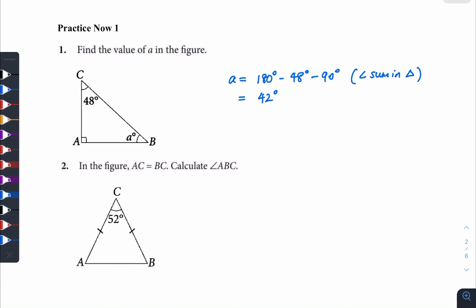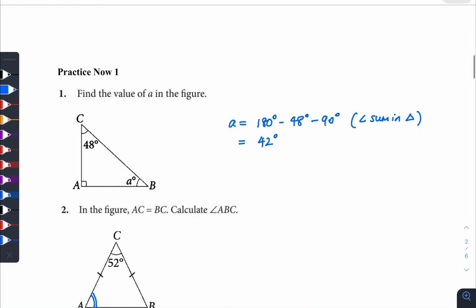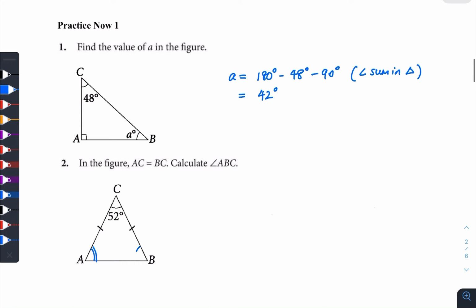Okay, so in the figure below for question 2, AC is equal to BC. So calculate ABC. Because AC is equal to BC, the triangle ABC now becomes an isosceles triangle. So when we have an isosceles triangle, these two angles at the bottom are going to be equal. So what we can do is take 180 minus this angle on top, and then divide by 2 because they are equal.